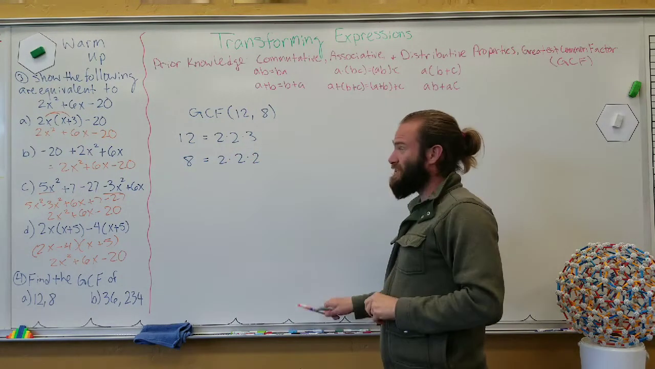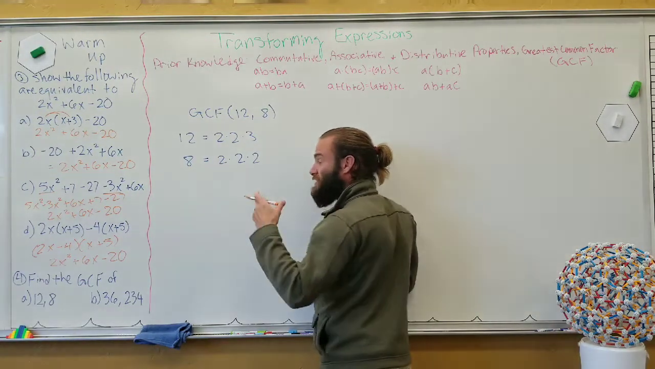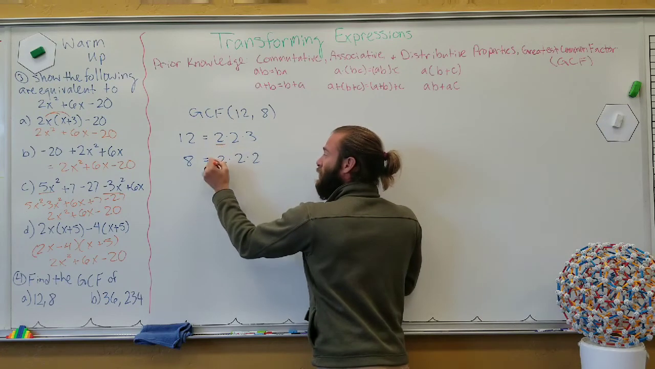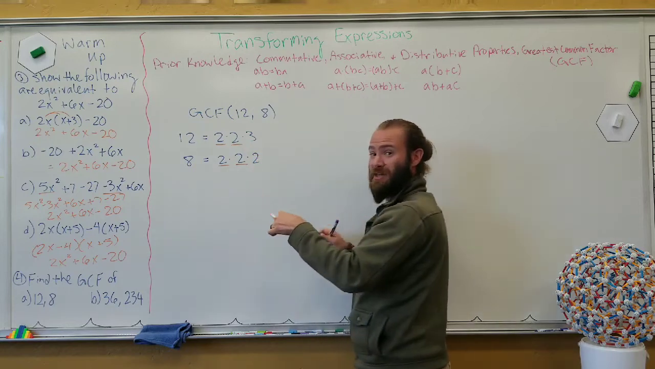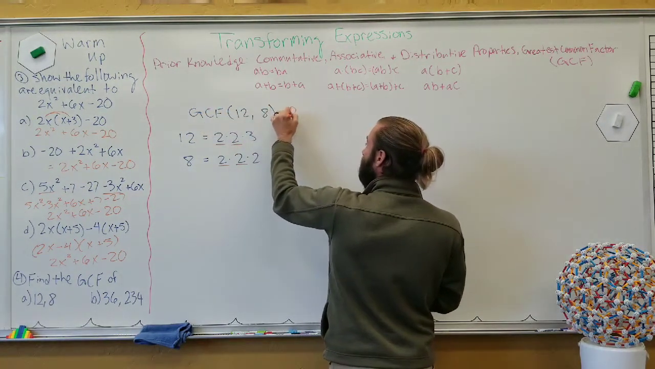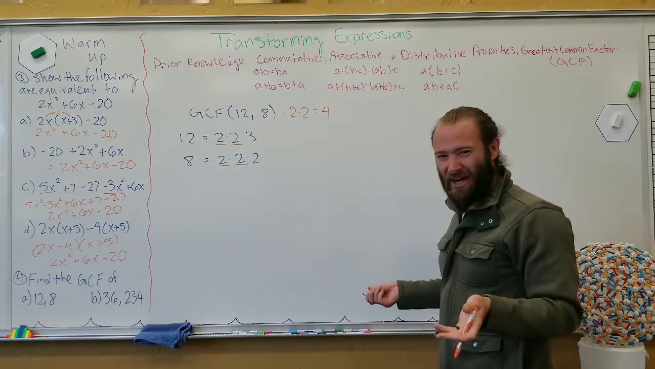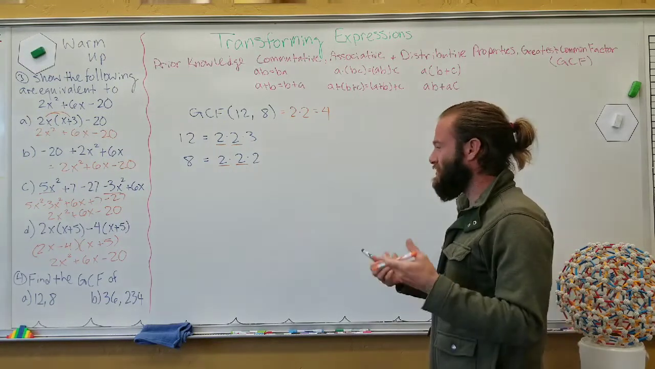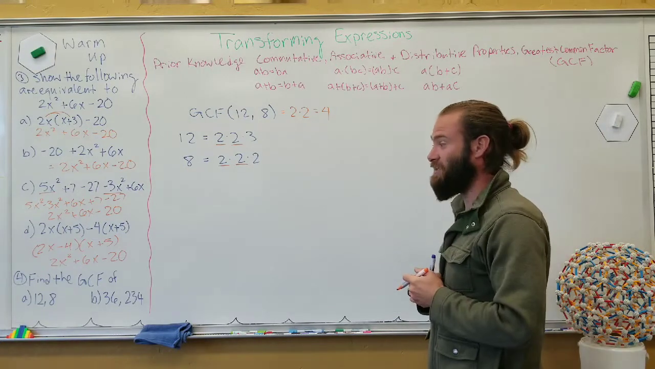Well, all we have to do is identify as many factors that are shared by both things. So they both have a 2, but they both have another 2. Now this is not uncommon and there's nothing else. So it turns out the GCF of 12 and 8 is going to be 2 times 2, which is 4. Now you may have just done that in your head, but the method's important for the next one especially. You may have just said, oh yeah, I know 4 is the largest number that divides into 12 and 8.